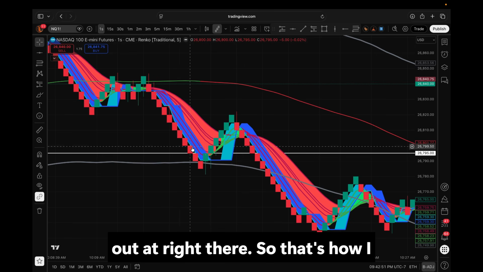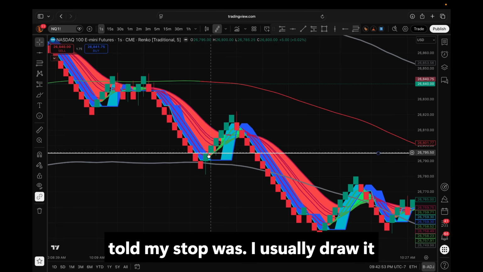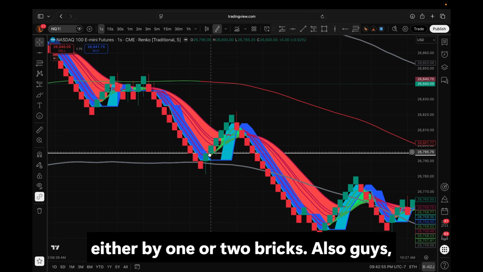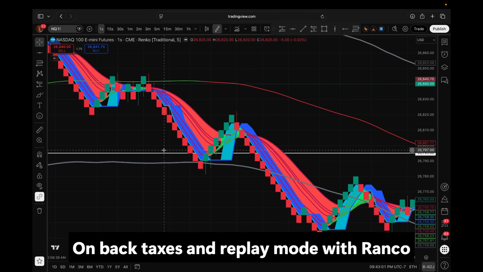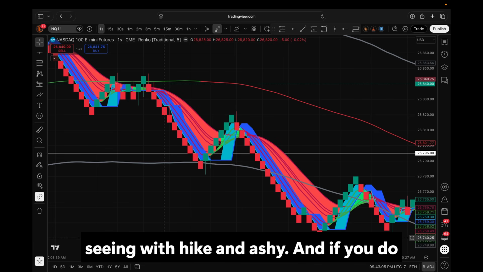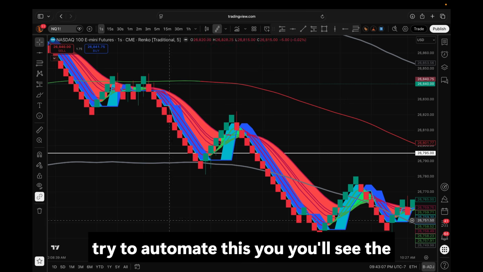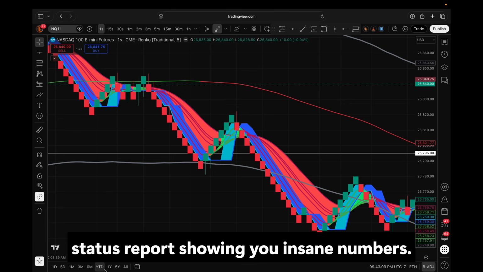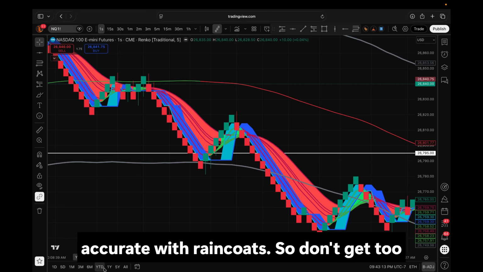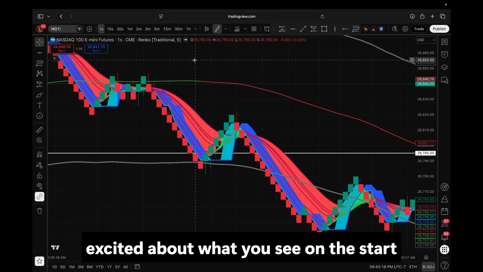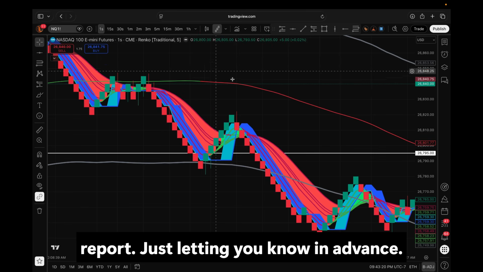So that's how I trail my stop loss. I usually trail it either by 1 or 2 bricks. Also, guys, you also cannot backtest in replay mode with Renko, same with Heikin Ashi. And if you do try to automate this, you will see the strategy report showing you insane numbers. Don't believe it. Strategy reports are not accurate with Renkos. So don't get too excited at what you see on the strategy report, just letting you know in advance.